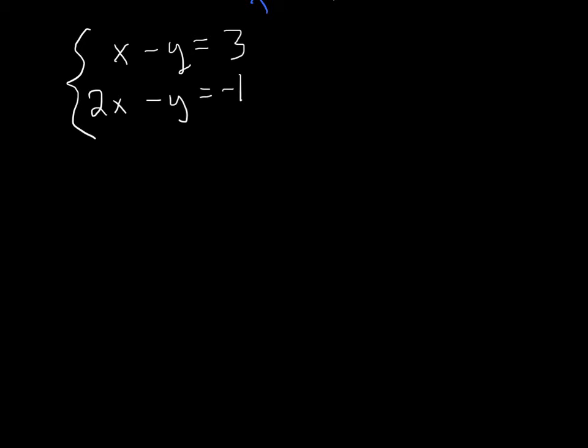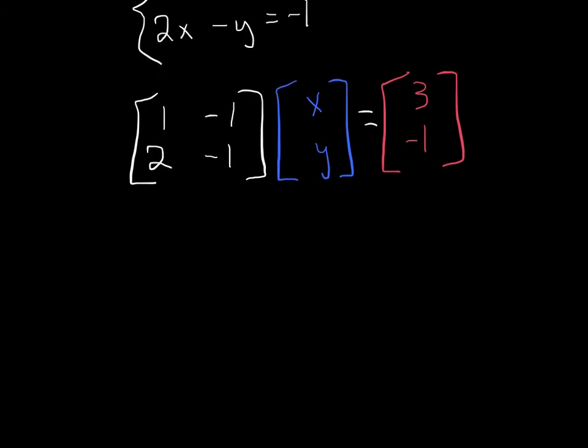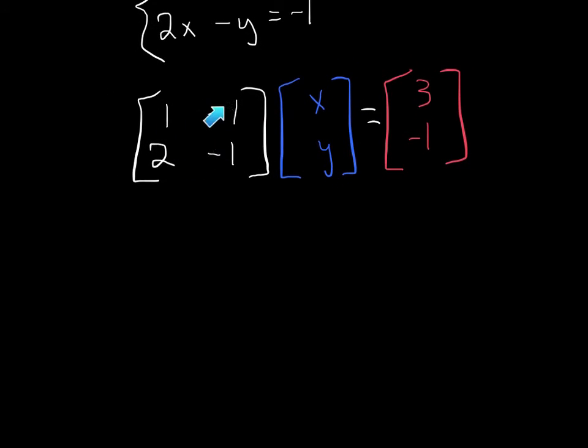So the first thing that I need to do is write it in matrix form. So again, set up your coefficient matrix, the coefficients of x and y. So we have 1, negative 1, and 2, negative 1. Then I'm going to have my variable matrix. I'm just given the x and the y variables, so there's 2 of them. And then lastly, my constant matrix, so the 3 and negative 1. So what I need to do is find the inverse of my coefficient matrix.